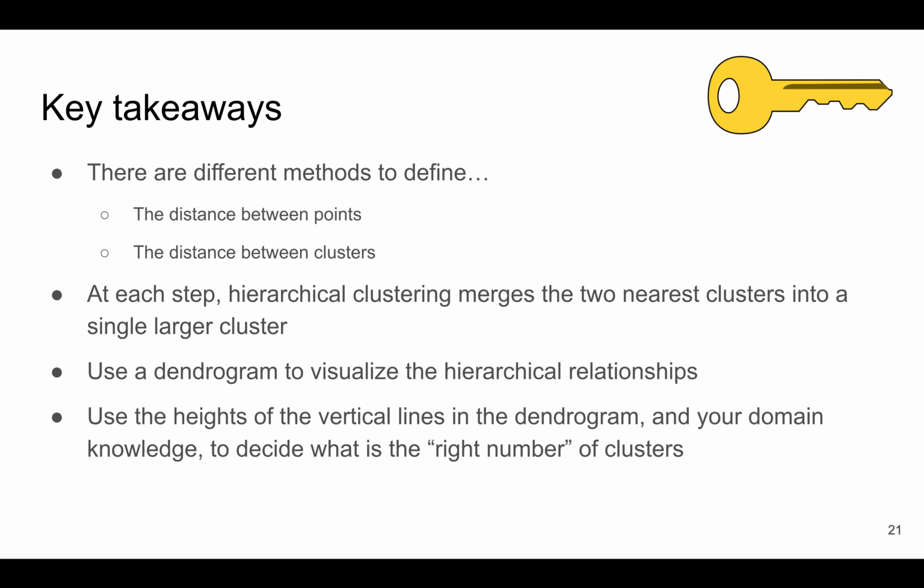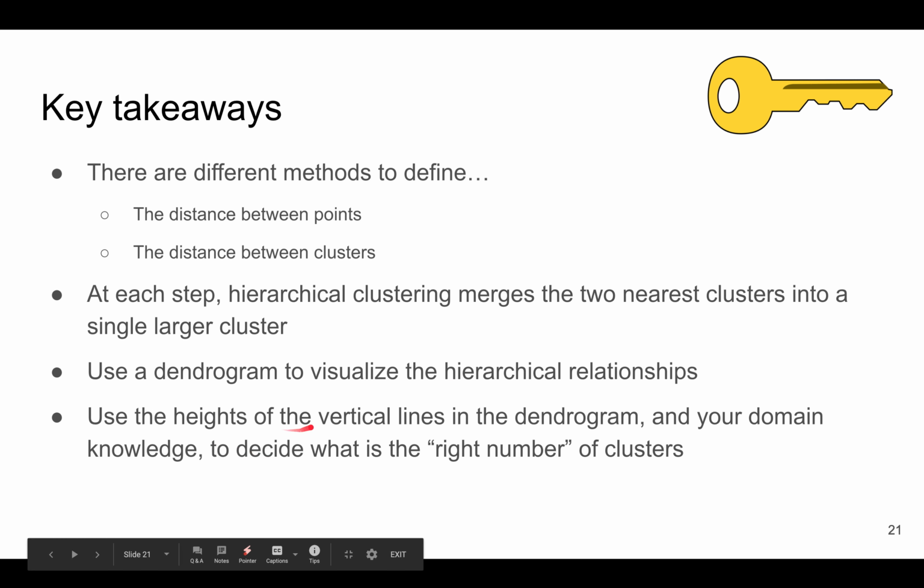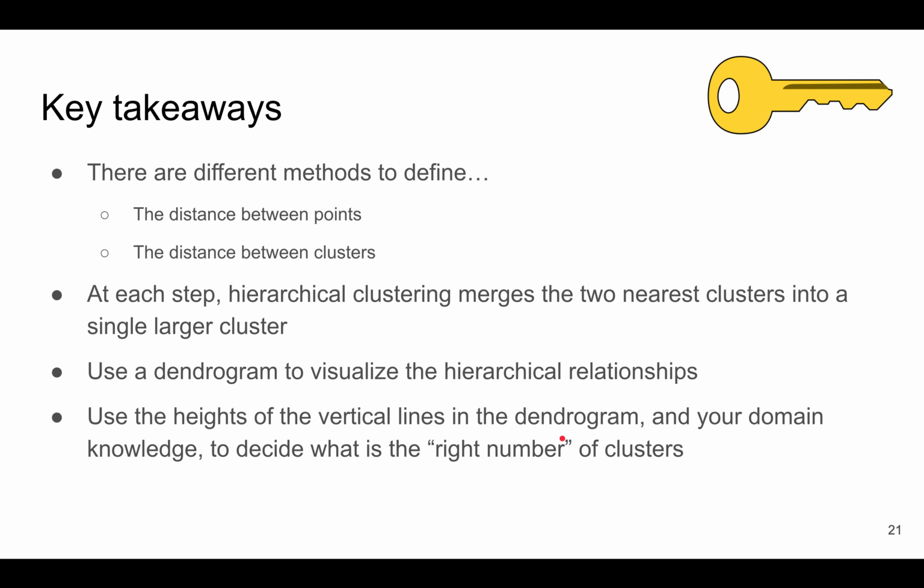Okay, so to conclude, there are different methods to define the distances between points and the distances between clusters. Hierarchical clustering is a method that merges the 2 nearest clusters into a single larger cluster. And we can use a dendrogram to visualize the hierarchical relationships between the points. In terms of deciding the right number of clusters, we can use the heights of the vertical lines in the dendrogram and use our domain knowledge to decide.